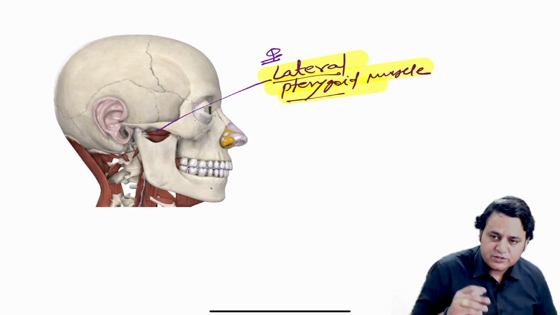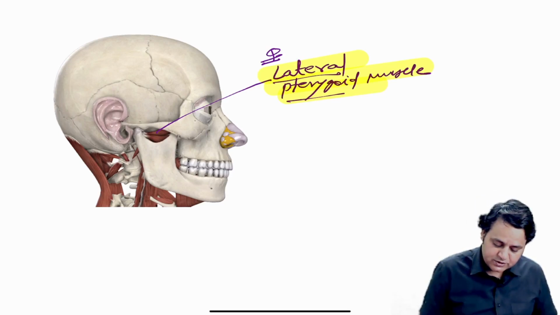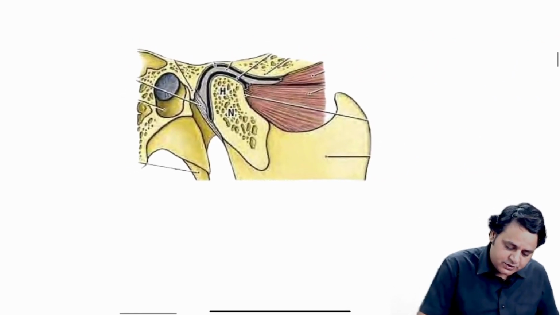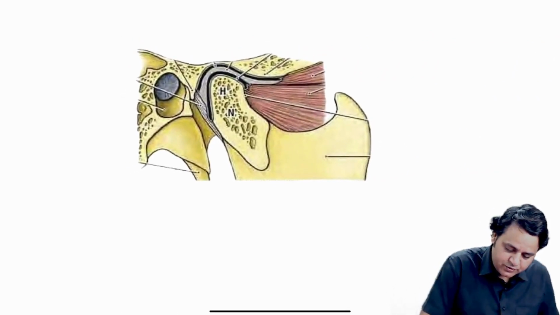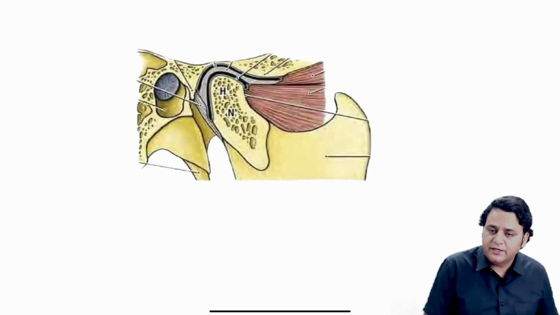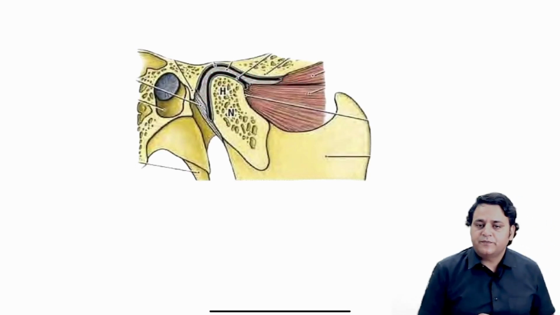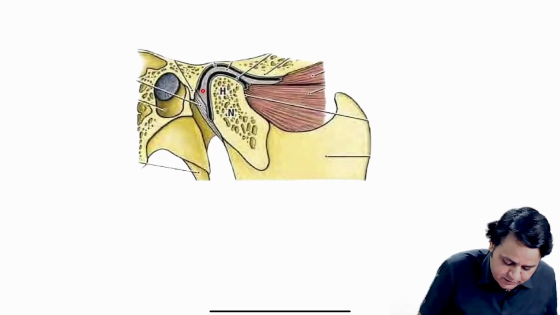Okay, now the second point about this articular disc. For this we will see another diagram. As you can see, this is the head of the mandible. This is the mandibular fossa. This is the articular tubercle. And which muscle is this? The lateral pterygoid muscle. You can clearly see in this diagram that this articular disc is the remnant of the tendon of the lateral pterygoid muscle.